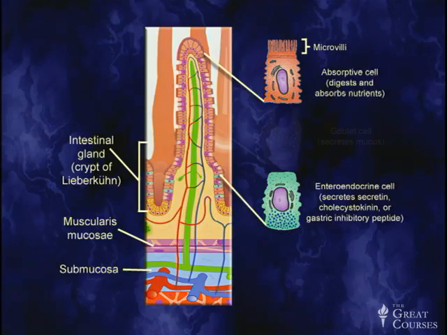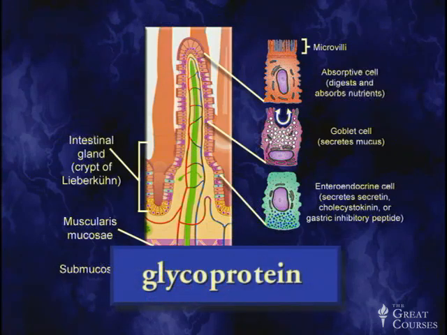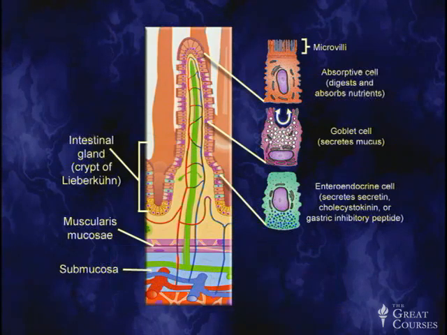Then down here we have goblet cells, named because of this funny configuration. And what you're seeing here are little droplets of mucus. And the mucus is a glycoprotein, a sugar protein, which is there to protect the digestive tract from digestion itself.